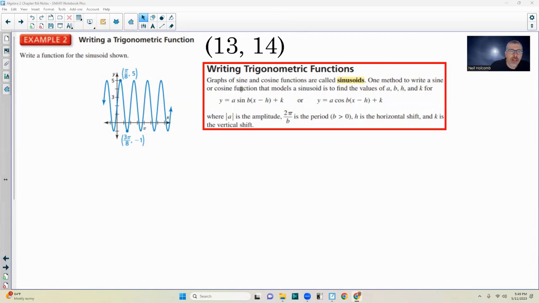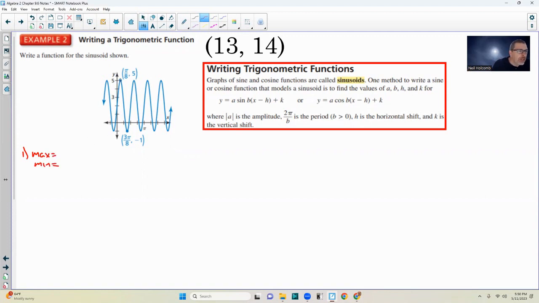One method to write a sine or cosine function that models a sinusoid is to find values of a, b, h, and k for these types of equations. So we don't know if it's a sine or a cosine yet. So we do want to find the maximums and minimums for starters. So step 1 is, what is the max? What is the min? That's the first thing you want to do.